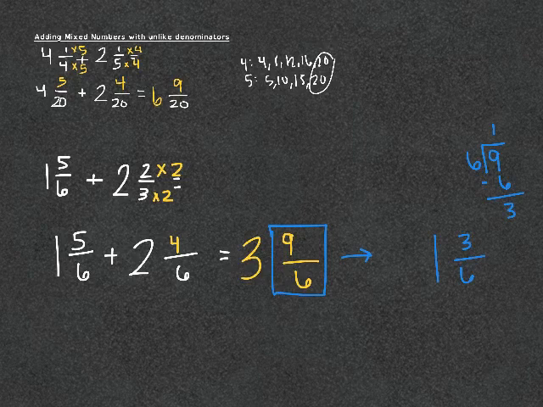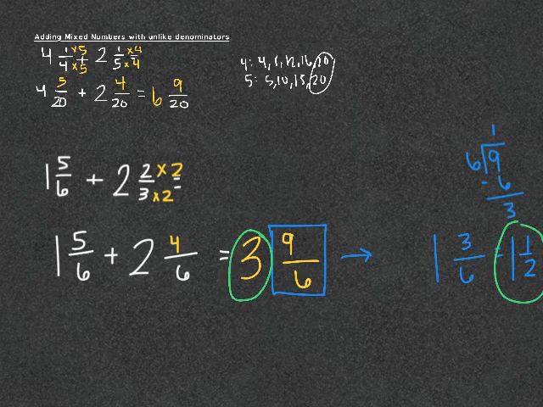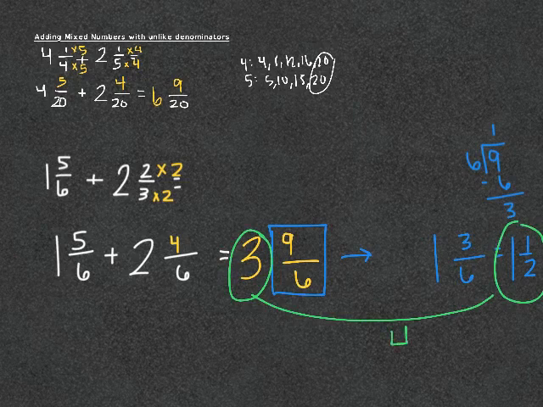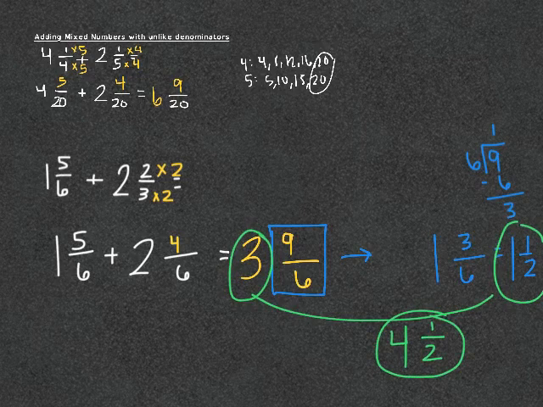I also know that 3/6 is the same as 1/2. Now, a common mistake is to just tell me that my answer is 1 and 1/2. But we can't forget that we still have this whole number 3 here. So we need to make sure that we take our whole number 3 and our 1 and 1/2 and combine them. So our final answer is 4 and 1/2. Okay, and that's how we add mixed numbers with unlike denominators.